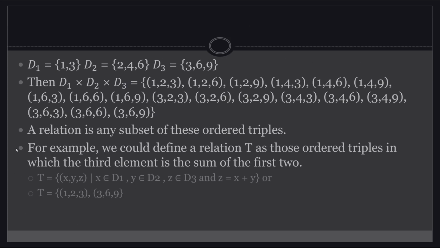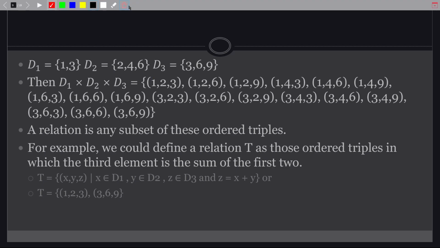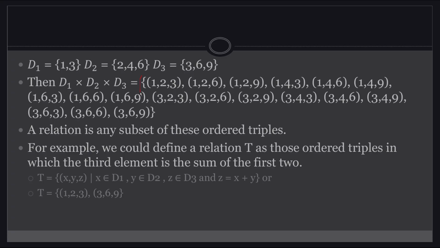Anyways, here is the Cartesian product of three sets as an example, and that gives you 18 elements: 1 2 3, 1 2 6, 1 2 9, 1 4 3, 1 4 6, 1 4 9. The point is that you're combining them in every possible way, where the first element is in here, the second element is in here, and the third element is in here. Okay, and then the relation would be any subset of this set.